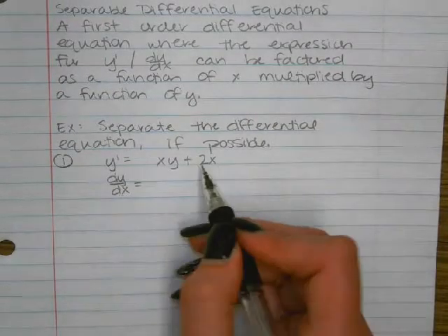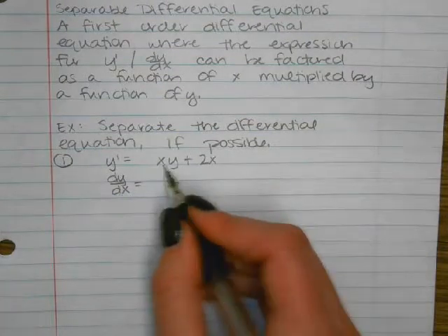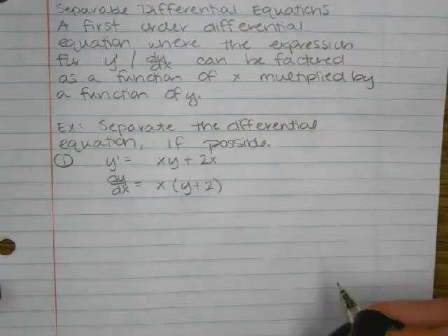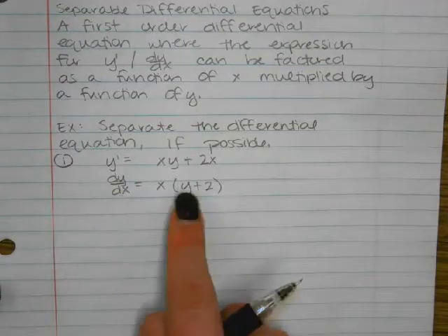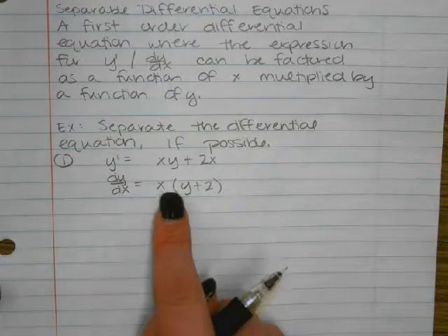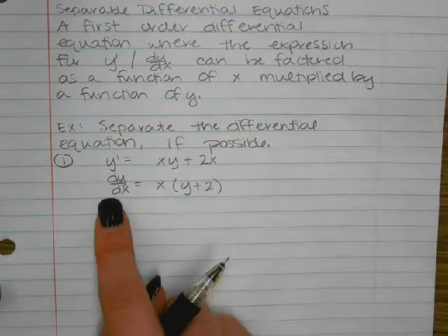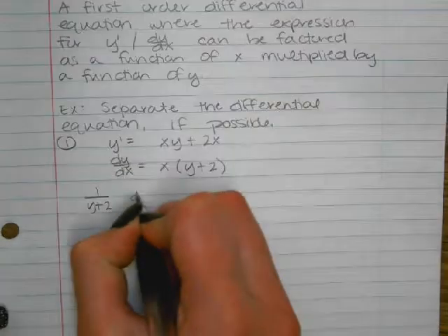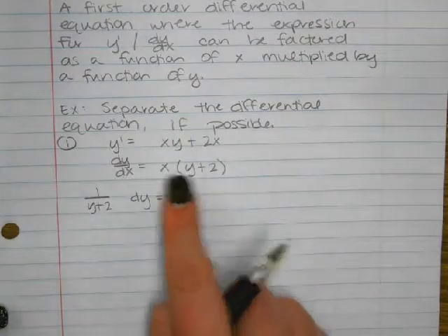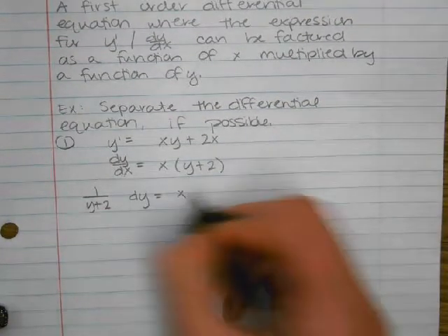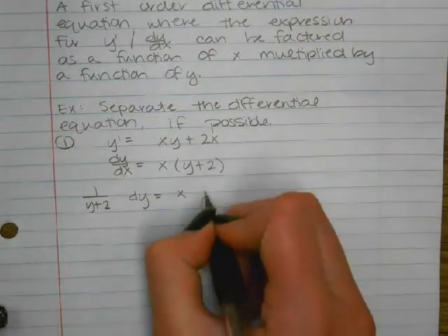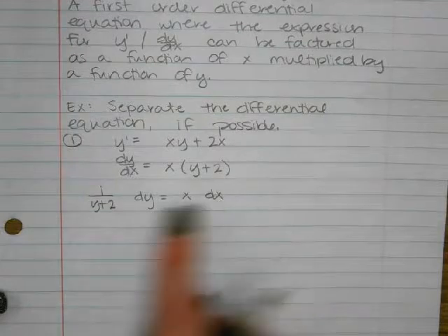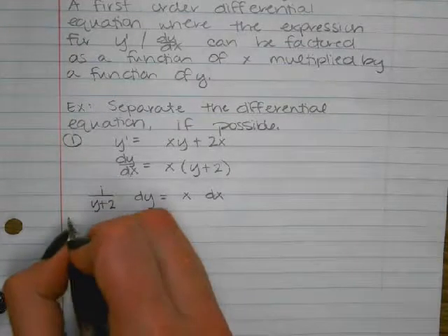Over here, this is an actual factoring problem. I can see that I have a GCF of x that I can factor out. That leaves me with y plus 2. So if I want to get all the y's to the left side, then I'm going to go ahead and divide by y plus 2 over here. So I'm going to have 1 over y plus 2 dy. And then if I want all the x's on the right side, then I can leave this x that was by itself, and I can multiply that dx to the other side. So this is a separable differential equation, and I was able to separate the two sides based on the variables.